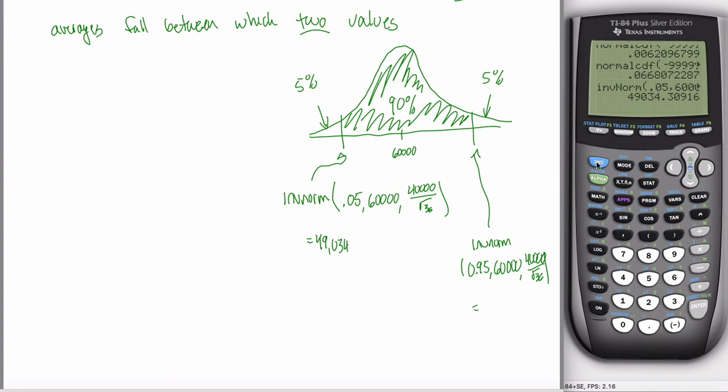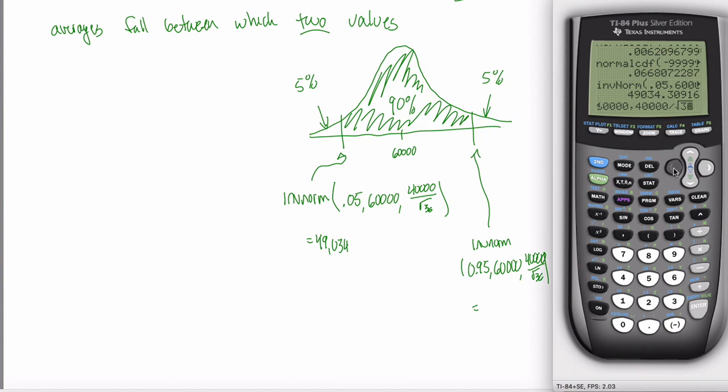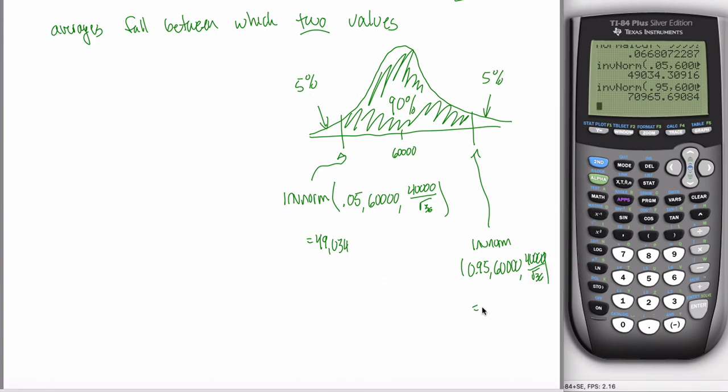If you type all that into a calculator, and look, I'm going to be clever here and hit second and then enter to bring up the most recent entry. We'll leave all this the same, and we'll leave all this the same. The only thing I'm changing is instead of 0.05, I want 0.95. Hit enter, spit this number out, $70,966.